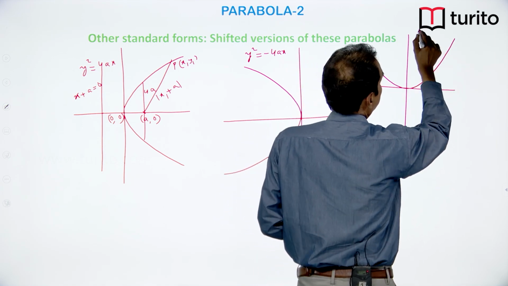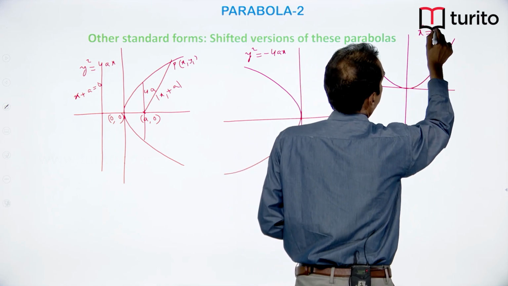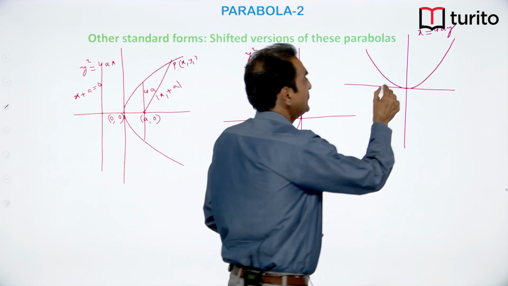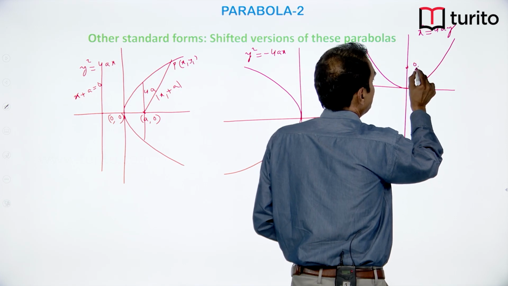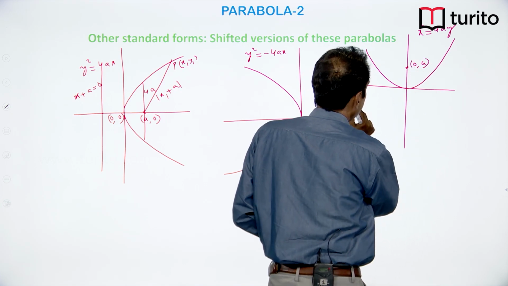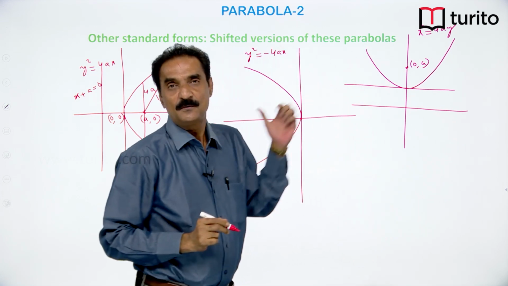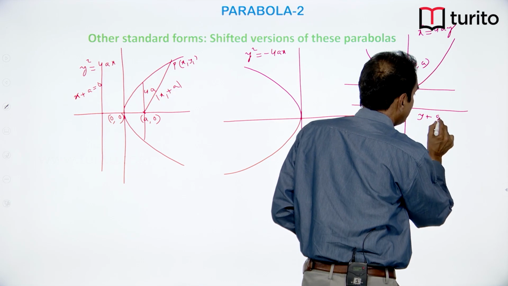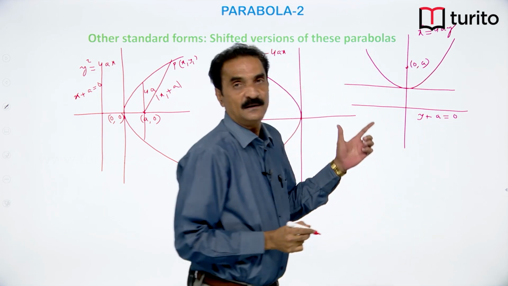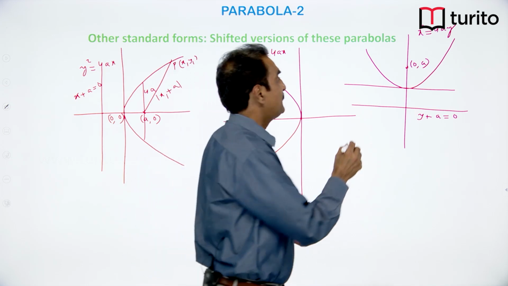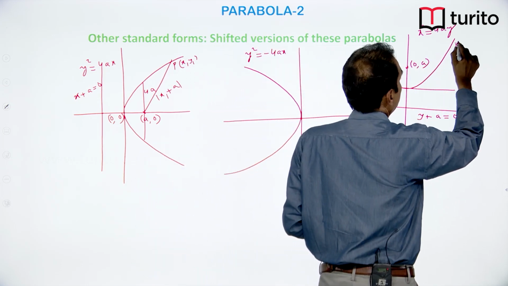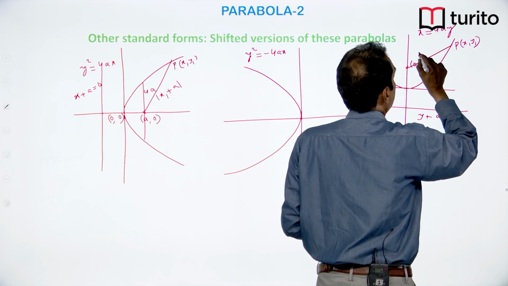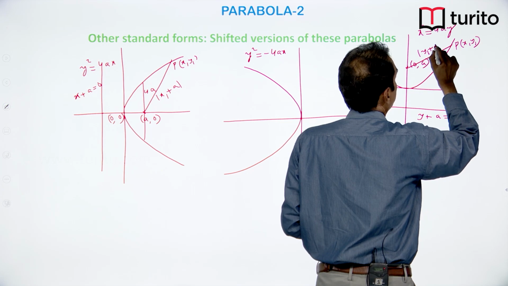If the parabola is like this, its equation is x square is equal to 4ay, and its focus is 0 comma a. Directrix is parallel to x axis. Its equation is y plus a is equal to 0. Length of the latus rectum is 4a and focal distance of a point x1 comma y1 is mod y1 plus a.